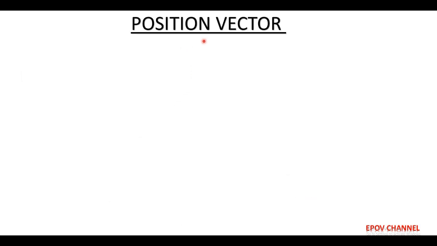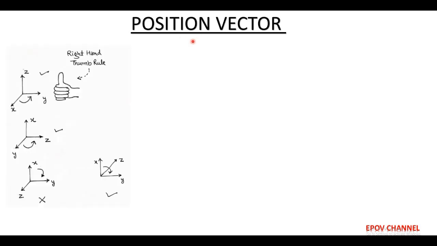Next is position vector. To understand this, we consider XYZ axis, that is called orthogonal system. Here all the three axes are perpendicular to each other. And to represent this type of system, we consider a right hand thumb rule. Here, when we move X toward Y, that represent a curl of a finger, then thumb corresponds to Z direction.